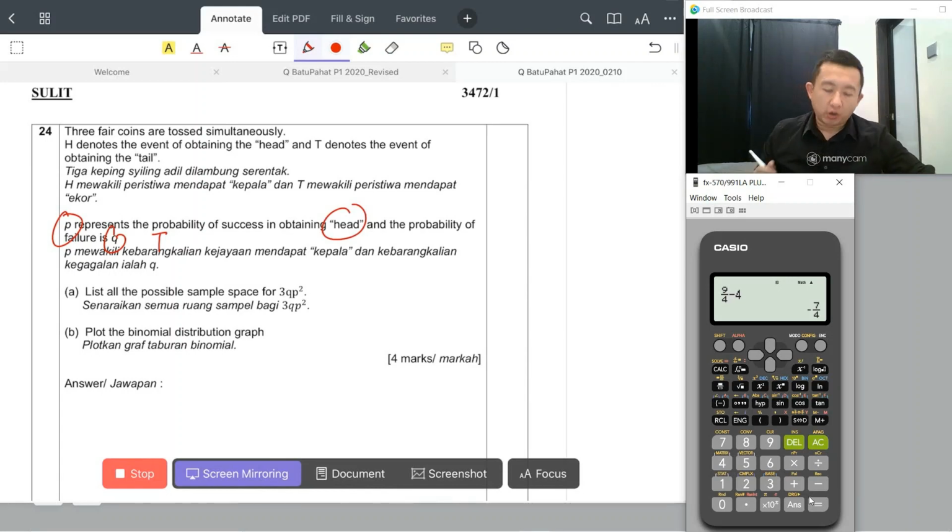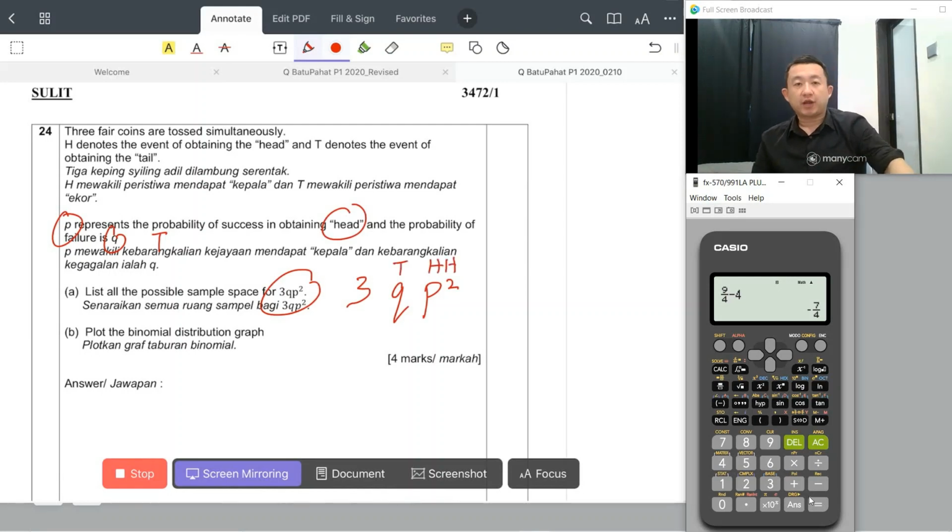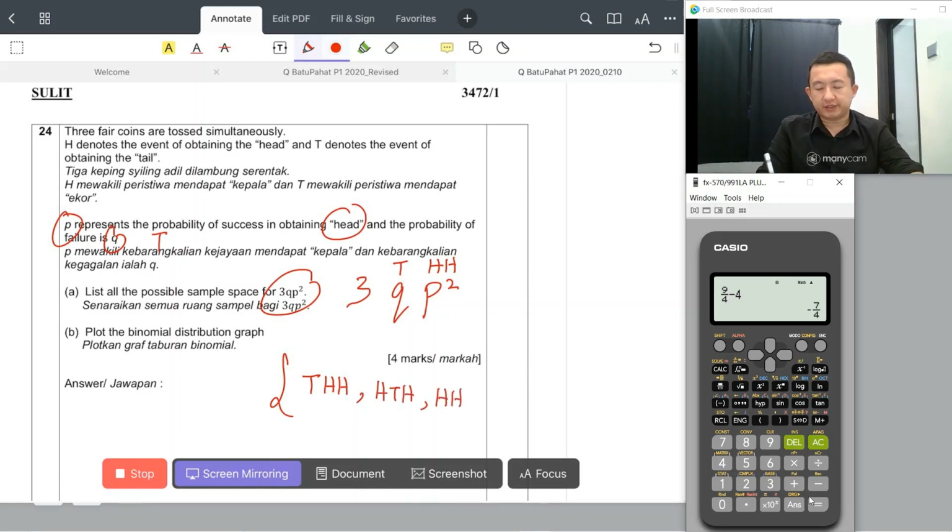Now we need to list all the possible sample space for 3QP squared. So you have to understand this. There are 3 scenarios of having 1Q and 2P. 1Q means 1T and 2H. Am I right? P squared, 2H, so THH, 3 case scenario. Can we list it out? Of course. The sample space is either THH or HTH or HHT. This is the sample space, 3 different scenarios with equal chances. Okay, this is for A.